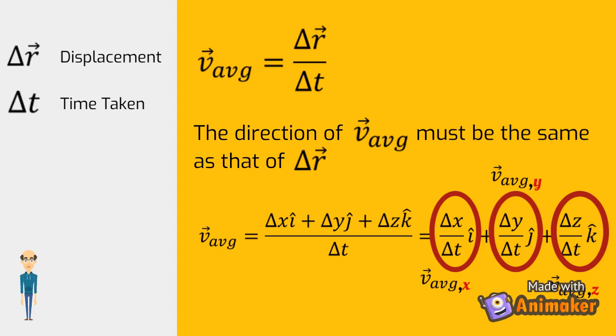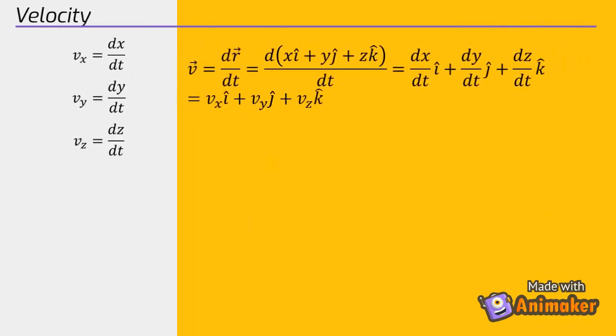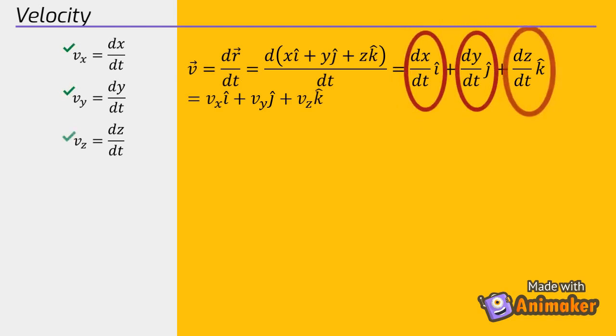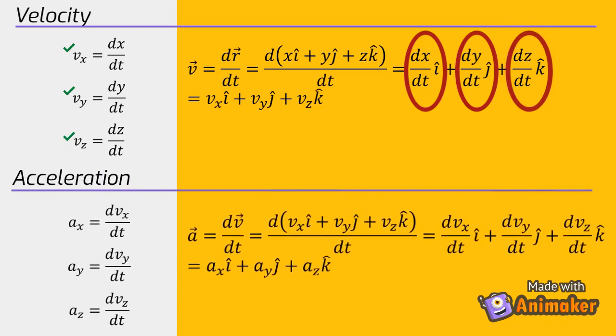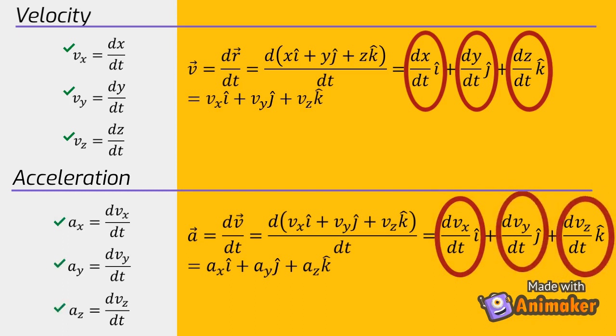We can follow the same concept and write a similar equation for instantaneous velocity. And the components of instantaneous velocity along x-axis, y-axis, and z-axis would be Vx equal to dx by dt, Vy equal to dy by dt, and Vz equal to dz by dt. And we can extend the same rule to acceleration to find its components along x, y, and z axis as ax equal to dvx by dt, ay equal to dvy by dt, and az equal to dvz by dt.